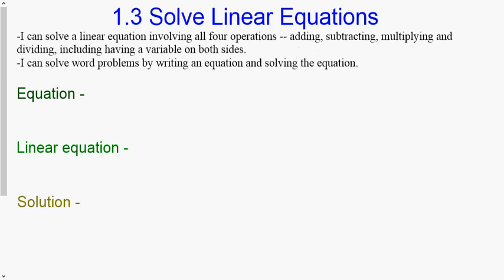I can solve a linear equation involving all four operations, adding, subtracting, multiplying, and dividing, including having a variable on both sides. And then of course I can solve word problems by writing an equation and solving the equation.